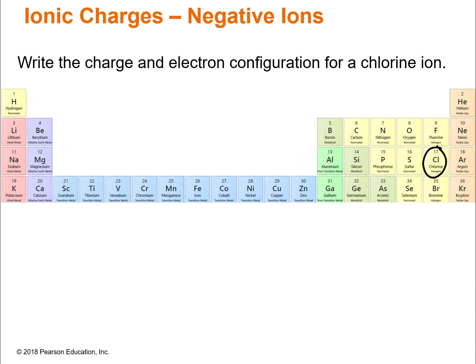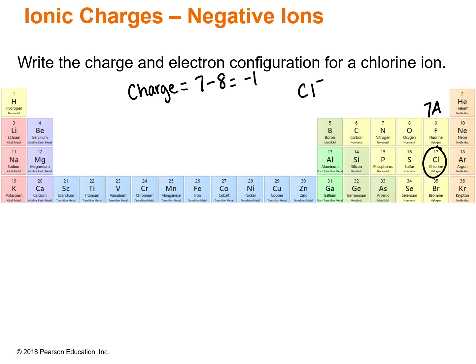Let's try chlorine. Chlorine is in group 7A. So that means to figure out its charge, we're going to take the 7 and subtract 8. That gives us -1. Easy. That's chlorine.